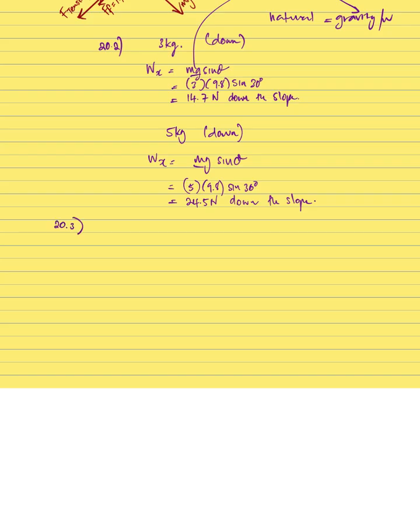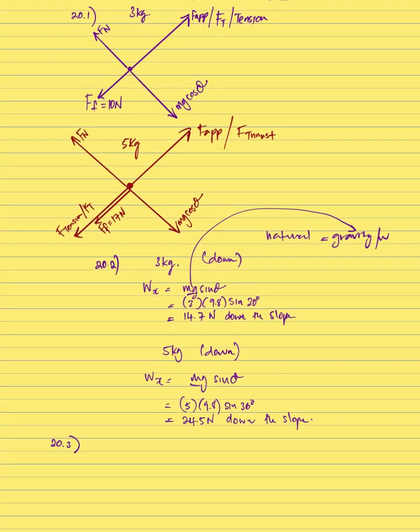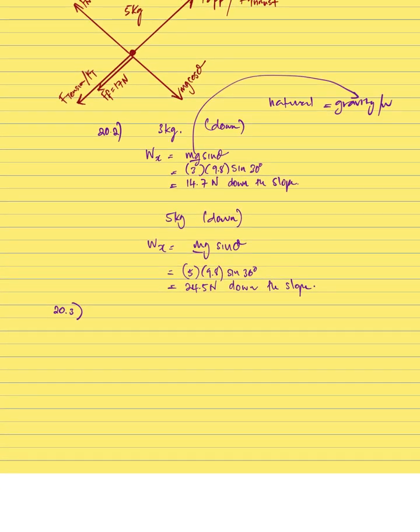Okay, with 20.3, it says calculate the magnitude of the applied force and the tension T in the rope. Right, so let's work with what we do have. Let's work with each block. Let's say I'm going to work with the 3 kilogram. That's at the bottom, so it's fine.